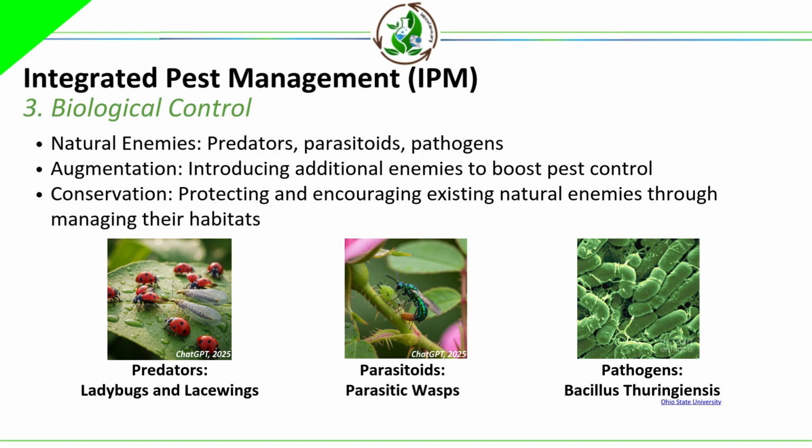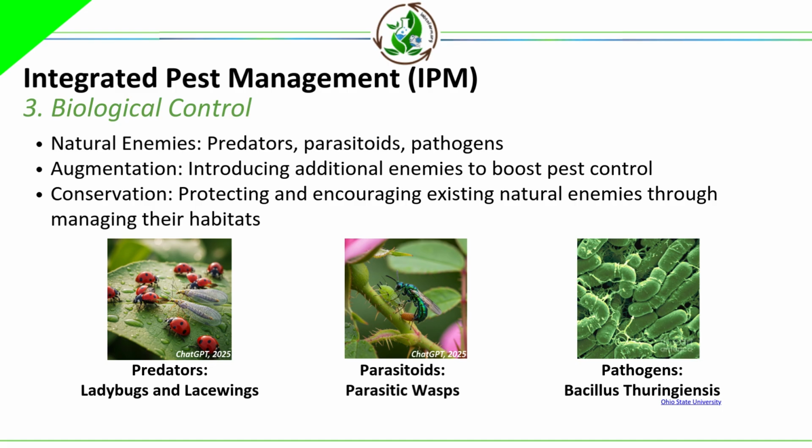There are two main ways IPM uses biological control. First is augmentation, which simply means adding more of these helpful organisms when you need extra support, kind of like calling in reinforcements. Second is conservation, which means protecting the natural enemies that are already there. Farmers might plant flowers to give them habitat or avoid harsh chemicals that would accidentally kill them.